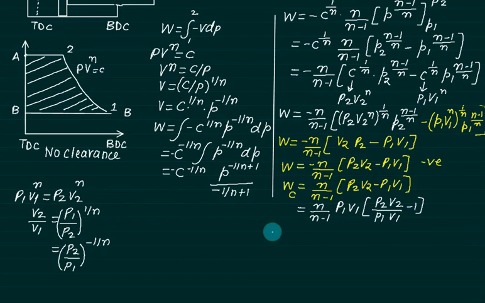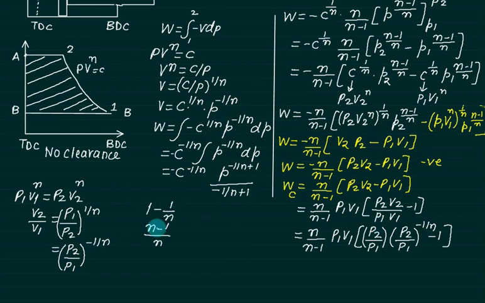Now this index is 1 and this index is 1, so we can add these two indices. So we get 1 minus 1 upon n, which is n minus 1 upon n. So the final equation reduces to n upon n minus 1, P1 V1, into bracket P2 by P1 to the power n minus 1 upon n, minus 1. This value and this value are just reciprocals.